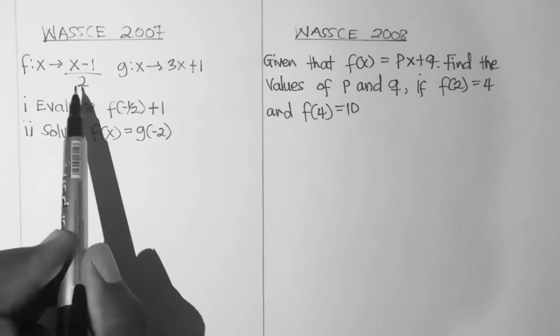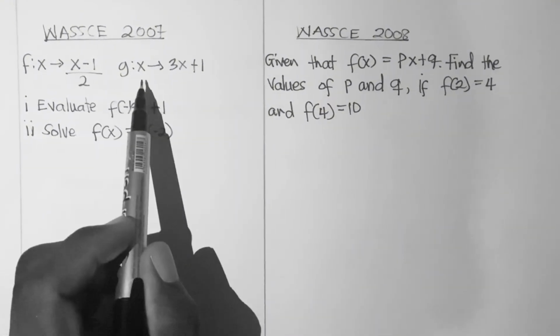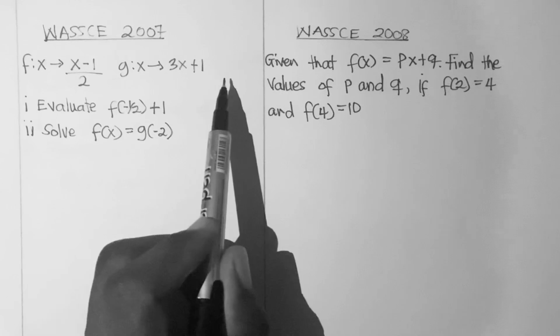F is said that x maps onto (x minus 1) divided by 2. And J is said that x maps to 3x plus 1.